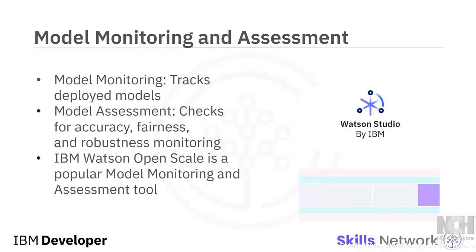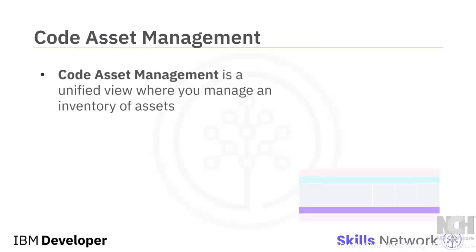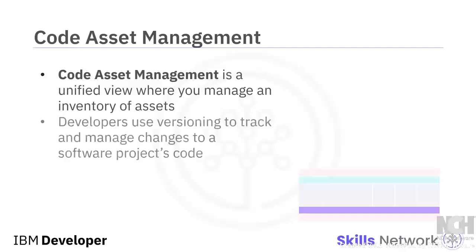So now that we've reviewed the data science task categories, let's look at some of the tools that support them. Code Asset Management provides a unified view where you manage an inventory of assets. When you want to develop a model, you may need to update it, fix bugs, or improve code features incrementally. All of this requires version control. Developers use versioning to track and manage changes to a software project's code.